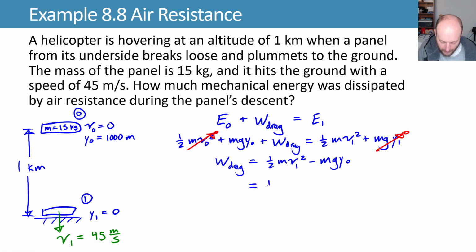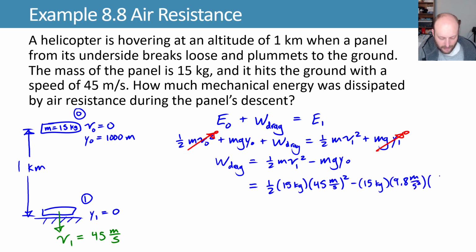We will do that. 1/2 mass of 15 kilograms times velocity, finally, of 45 meters per second squared, minus same mass, 15 kilograms, times gravity of 9.8 meters per second squared times y naught of 1,000 meters. Lovely. Plug that in, we get an answer of the work of drag here is negative 130 kilojoules.